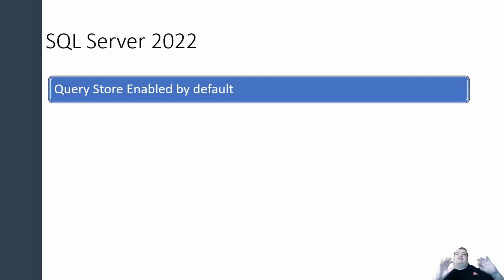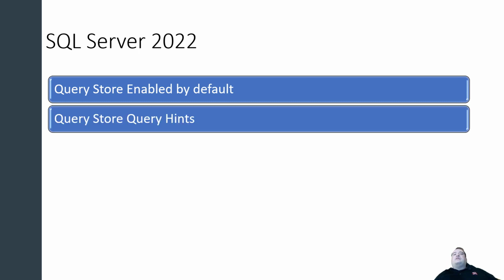The point is that most of the time the benefits are higher than the problems of the overhead. And the problems of the overhead can be worked around with a good Query Store configuration. So in SQL Server 2022, Query Store is enabled by default.